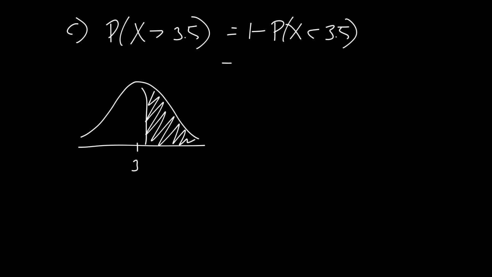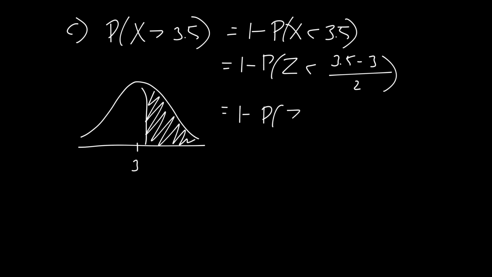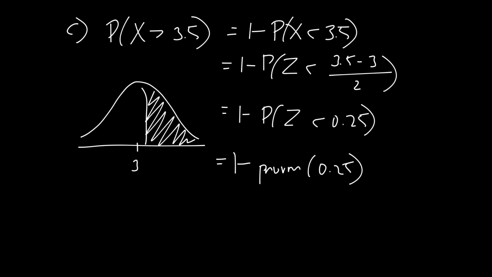And then I'm going to do my conversion into a z-score by doing 3.5 minus the mean of 3 divided by the standard deviation of 2. And that's going to give me 0.25. So finally, I'm just going to pop 1 minus Pnorm of 0.25 into R.